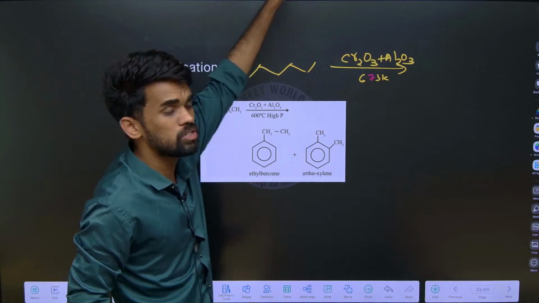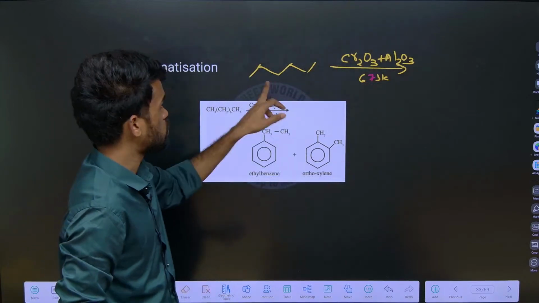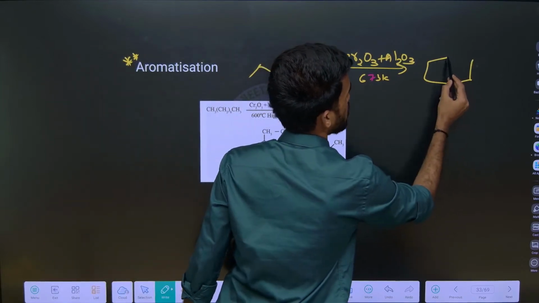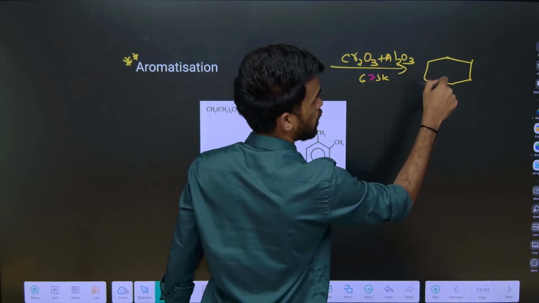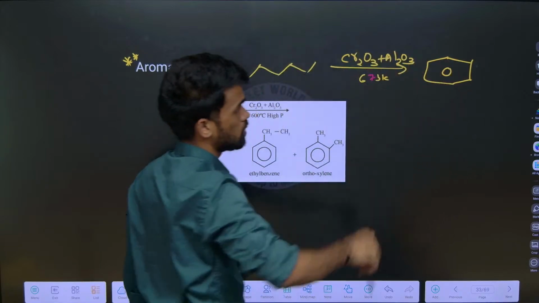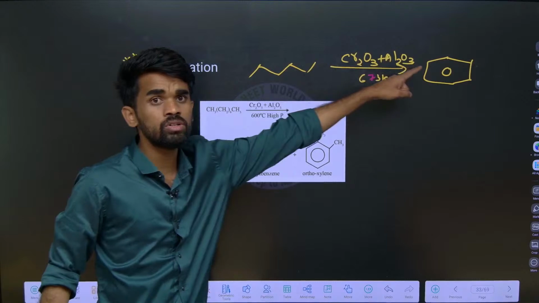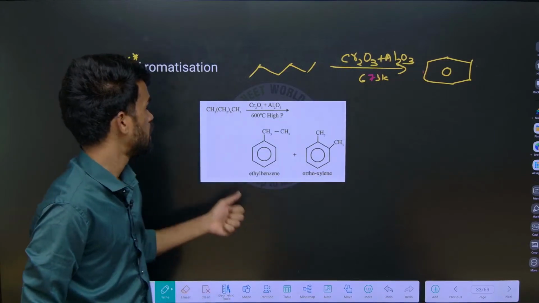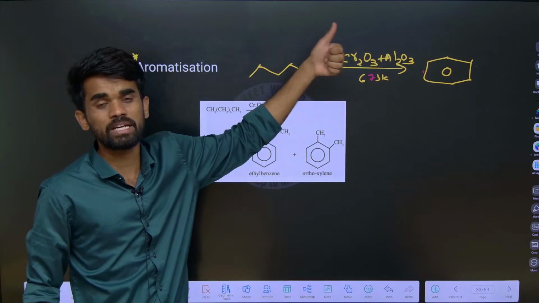So it converts into the respective aromatic compound. With 6 carbons, a cyclohexane ring is formed, and the respective hydrocarbon aromatic ring is benzene. So like this, hexane converts into the aromatic compound benzene. Okay, if it is heptane, we can expect toluene.